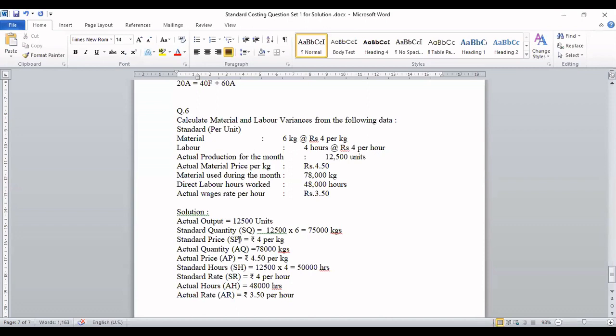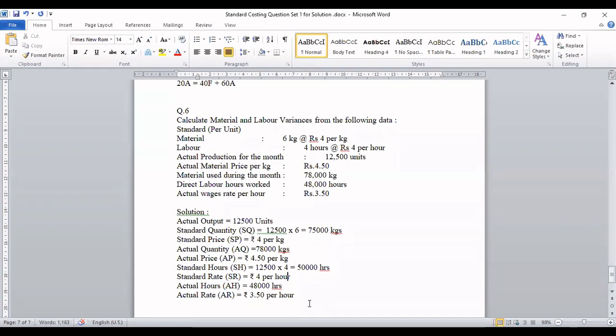Standard price is the rate at which you are going to get the material per kg. That is the rate of material for 1 kg. And standard rate is the rate at which your labor is going to work, your expected rate. Here in this question, both standard price and standard rate come out the same. It is just a pure coincidence. It does not always remain the same. Is my point clear to you?